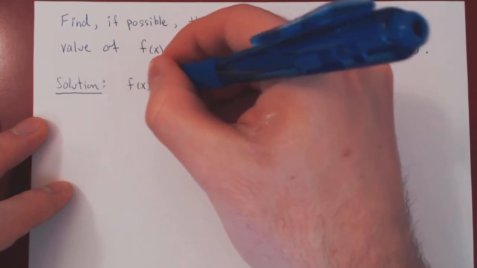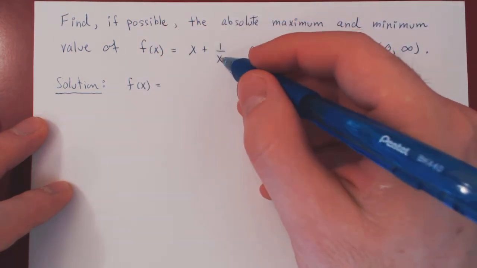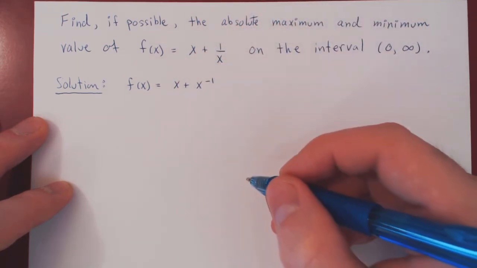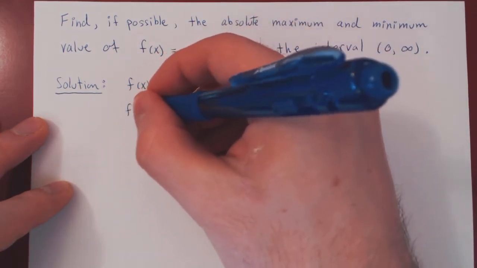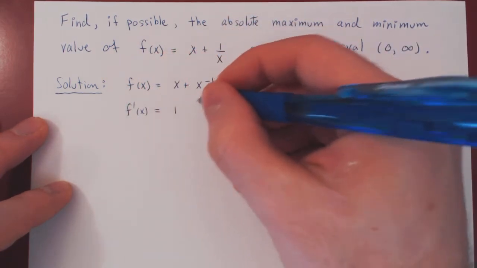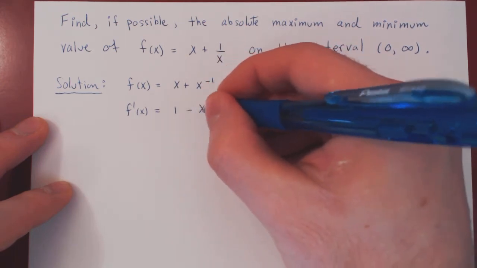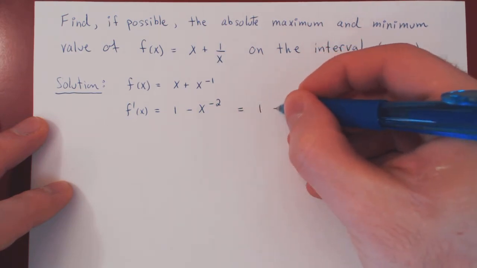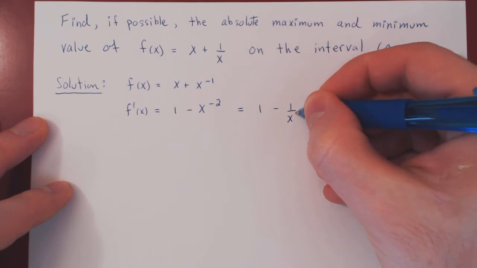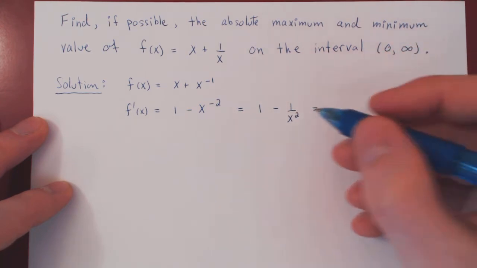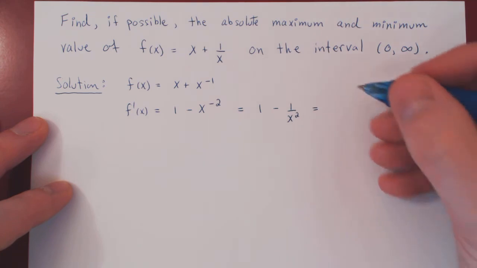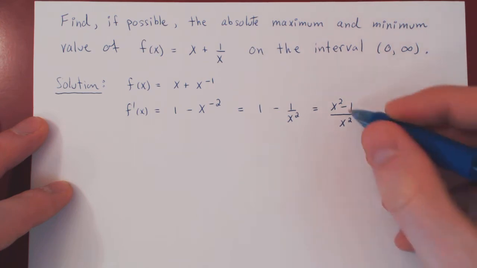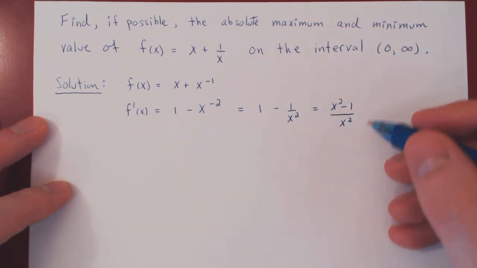To find the derivative of f, it is easier to rewrite 1 over x as x to the negative 1 and use this with the power rule instead of the quotient rule. And so f prime of x, our derivative, will be quite simply 1 minus x to the negative 2, which you can of course rewrite as 1 minus 1 over x squared, or as a single fraction. This is x squared over x squared, therefore x squared minus 1 over x squared. That is our derivative.